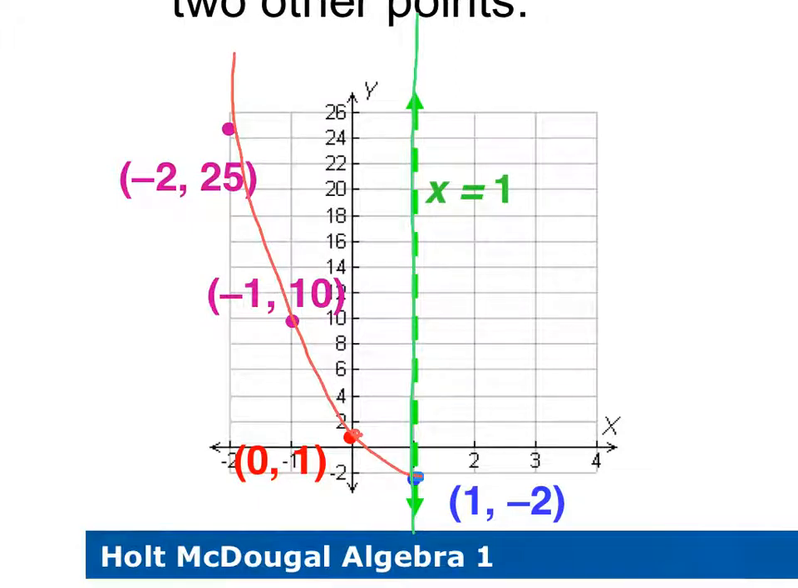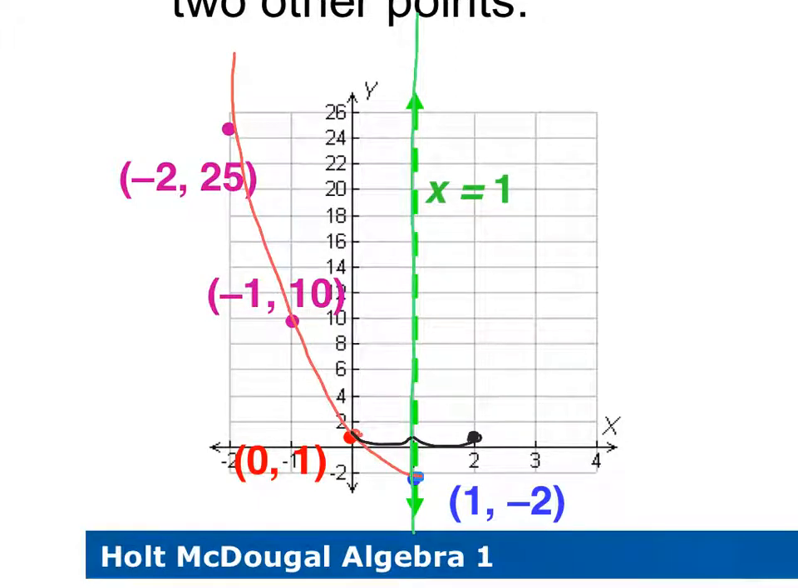To get the right side, here's how I'm going to come up with it. I'm going to figure out how many spaces away this red point is from the green line. You see how it's 1 space away? So on the other side, I can go 1 space away and put a dot right there.